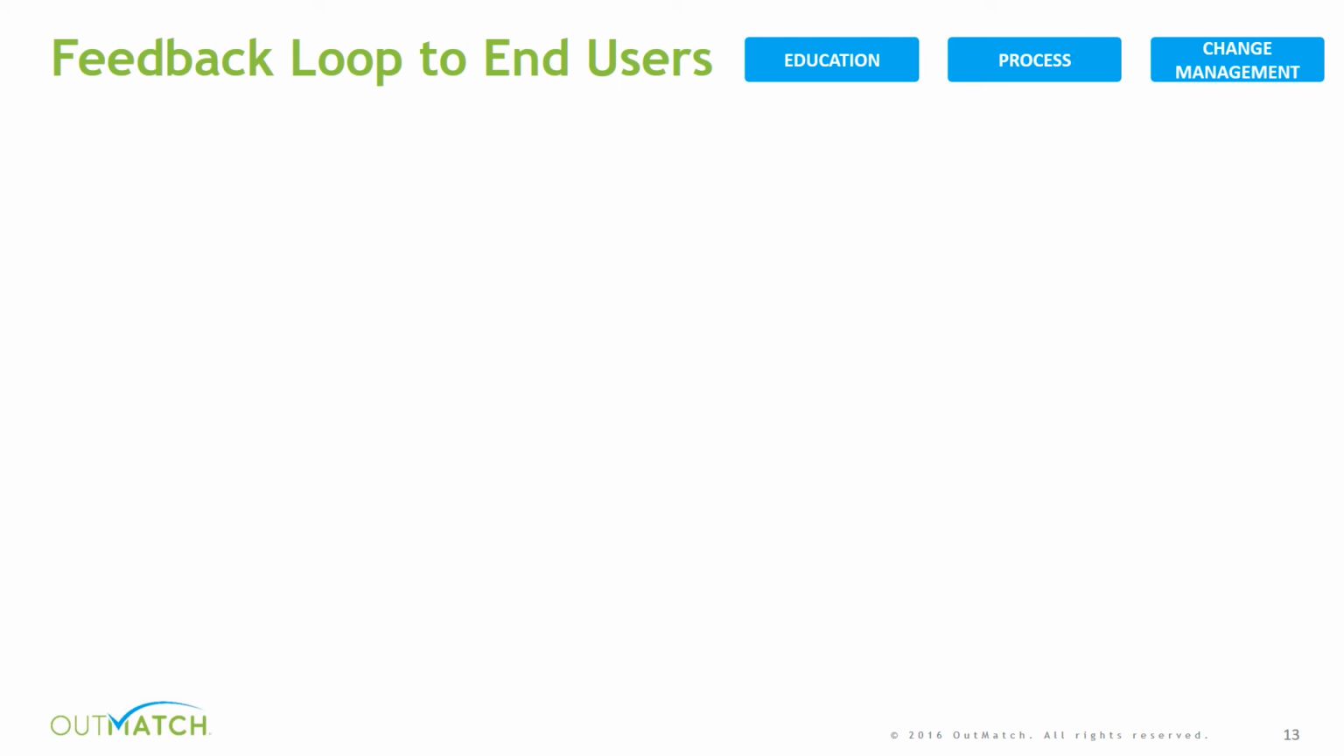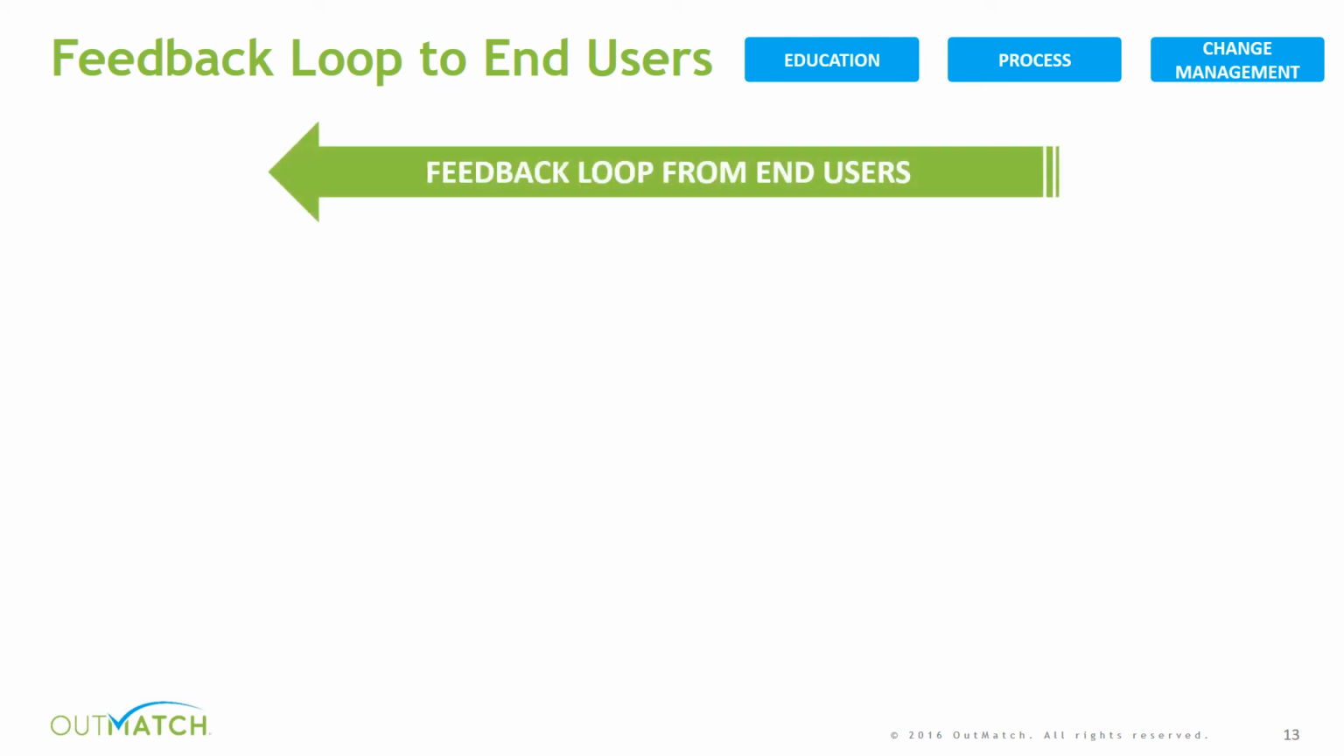These three key drivers, education, process, and change management, would not be complete without a feedback loop for end users. So the final step of the process is understanding how to circulate any feedback received back into the process. While some of this information may seem intuitive, we think it is important to keep a few tips in mind as you begin receiving feedback on the assessment and your process changes.